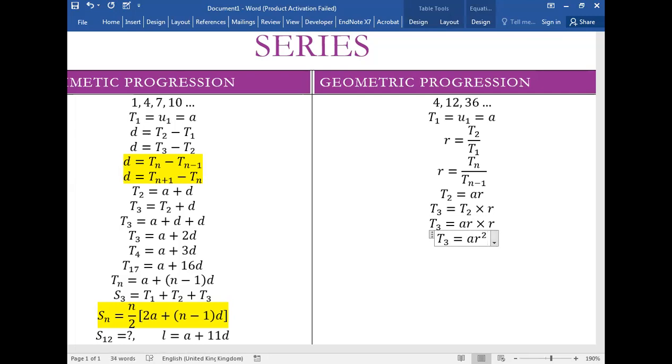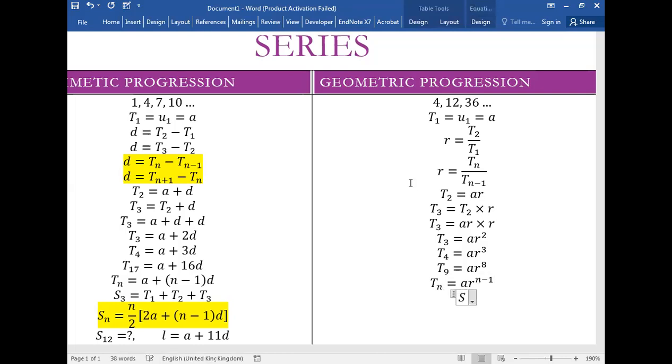How do I get the third term? Agreed? If I ask you the fourth term, a r cubed, very good. Be very vigilant while observing the pattern. If I ask you the ninth term, a r to the power 8. If I ask you the nth term, a r to the power n minus 1. Is this clear?